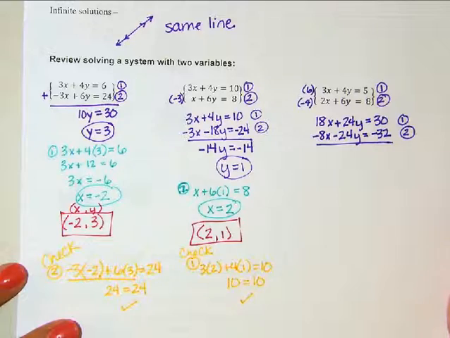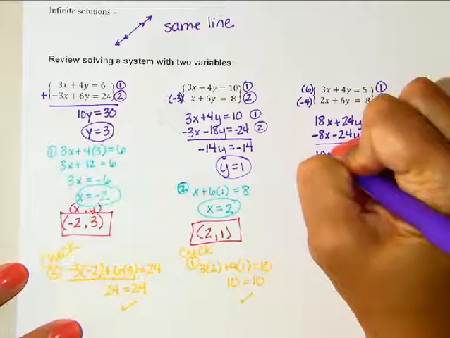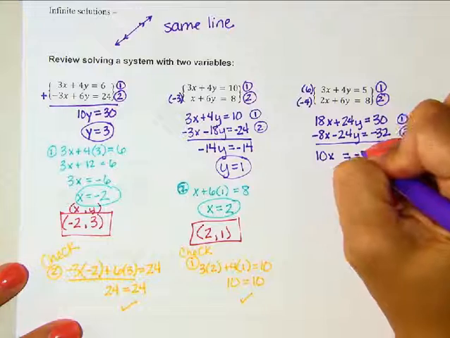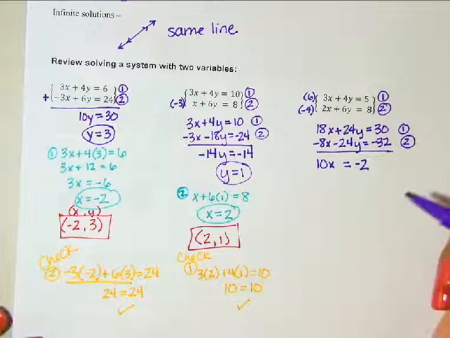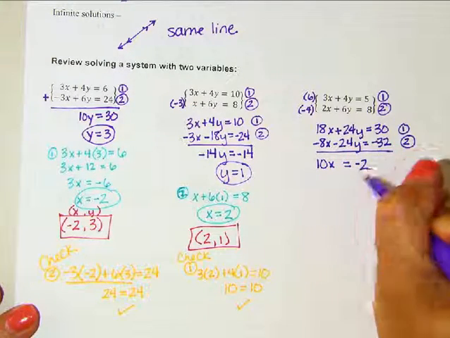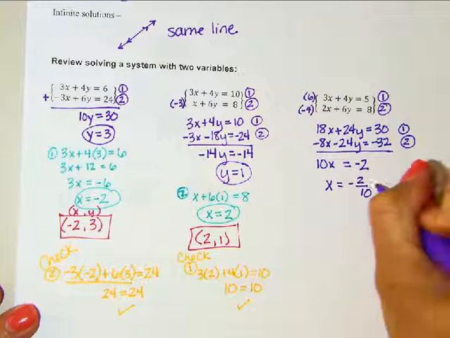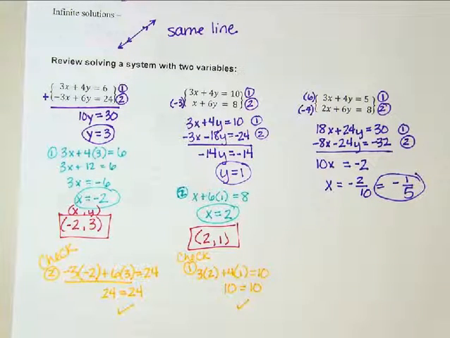I just multiplied it by negative 4. All right, so now we add up. I have 18x plus minus 8x is 10x. The y's cancel, equal negative 2. Okay, so to solve for x, I'm now going to divide by 10. So I get x equals a negative 2 over 10. And that simplifies to a negative 1 over 5. So there's x. Now I need to find y by plugging that back in.